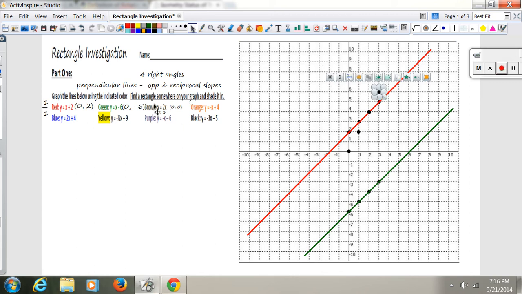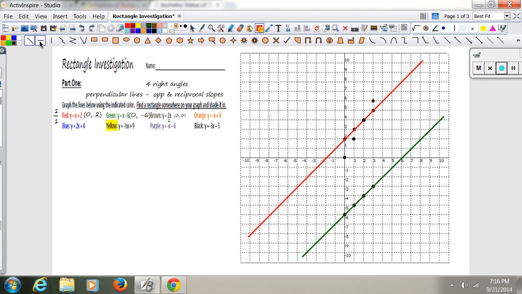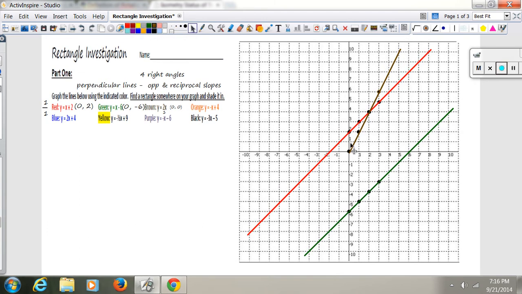And I'm going to color that in brown. Okay, so let's draw that in. Get my line, and I want to go brown. Let's color that one in brown. That has a slope of 2. Now you can probably see that that one's steeper.